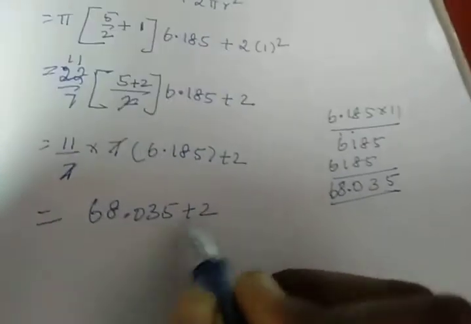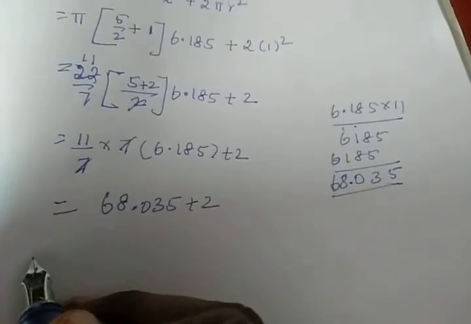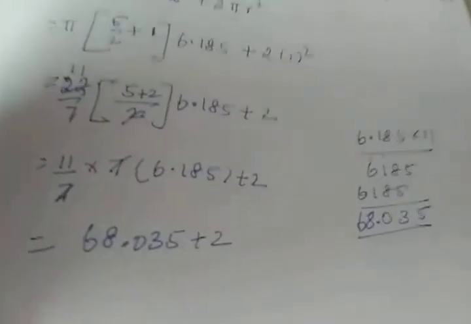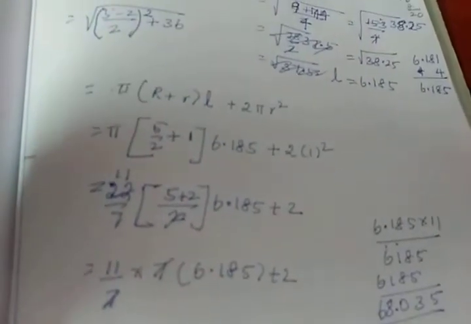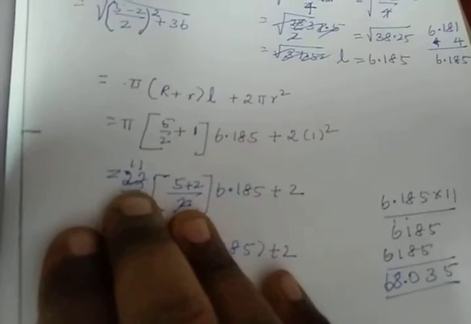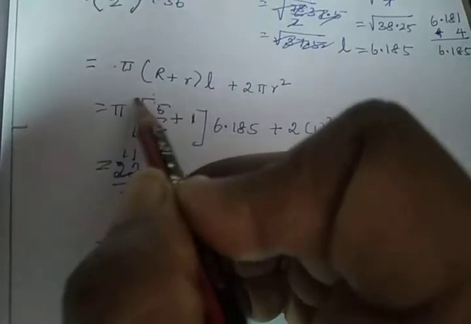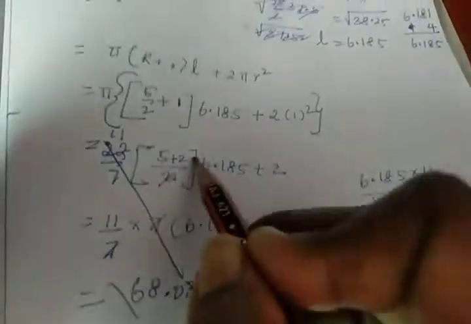68.035 plus 2. The answer will be 73.39, but we are not getting it. We'll see where the mistake is. Here we have to take pi in common, which means the pi must come for the whole bracket term. Okay children, now this is going to be wrong.